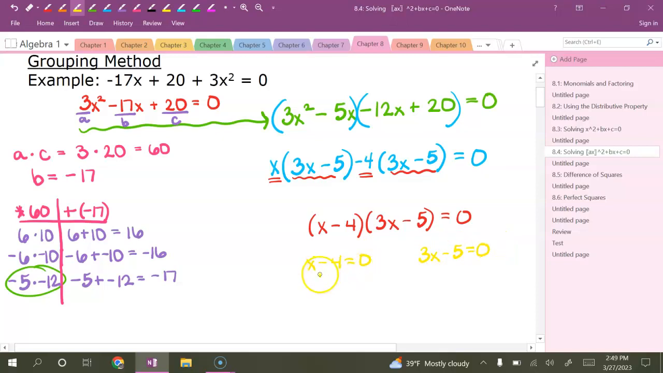Okay, this one over here is a little bit on the easier side because we just have to add the 4 over. And so we're left with x equals 4 for one of our roots. This other one, you're going to start by adding 5.